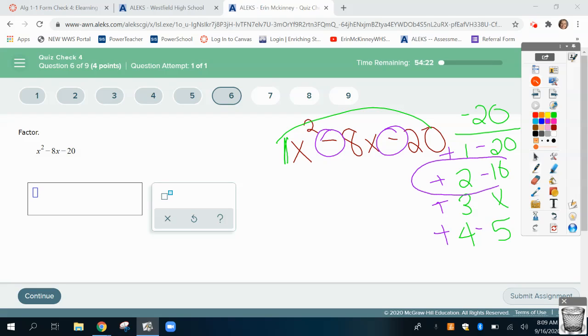We want the set that adds up to negative 8, which is our 2 and negative 10. Because A is 1, we can use the shortcut here. So we're just going straight into our 2 binomials where our variable goes first. And we picked a positive 2 and a negative 10.